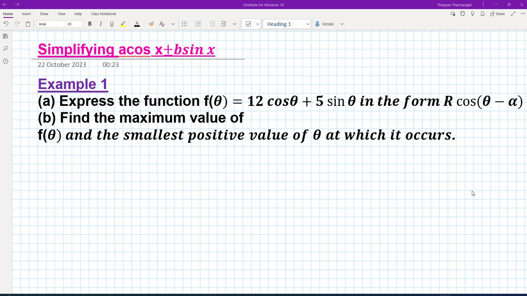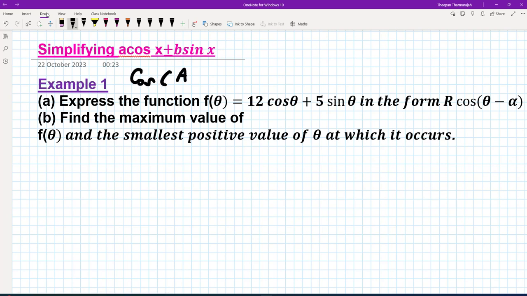In this video, we're going to look at particular questions. It says, express the function 12 cos theta plus 5 sine theta in the form r cos(theta minus alpha), and hence find the maximum value of f(theta) and the smallest possible value of theta at which this occurs.